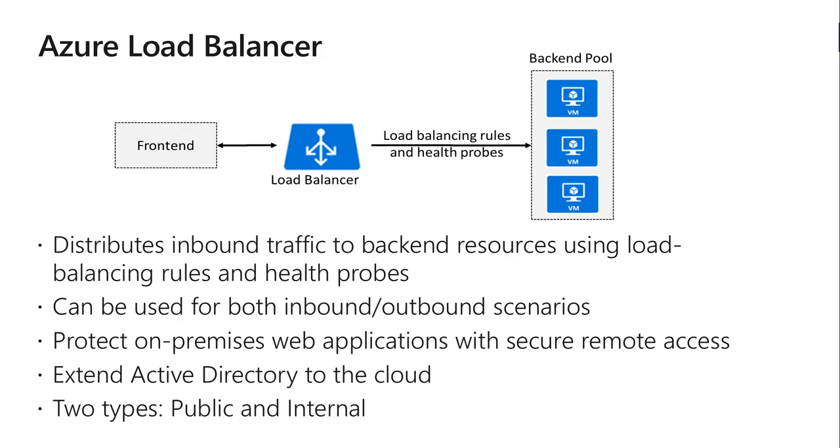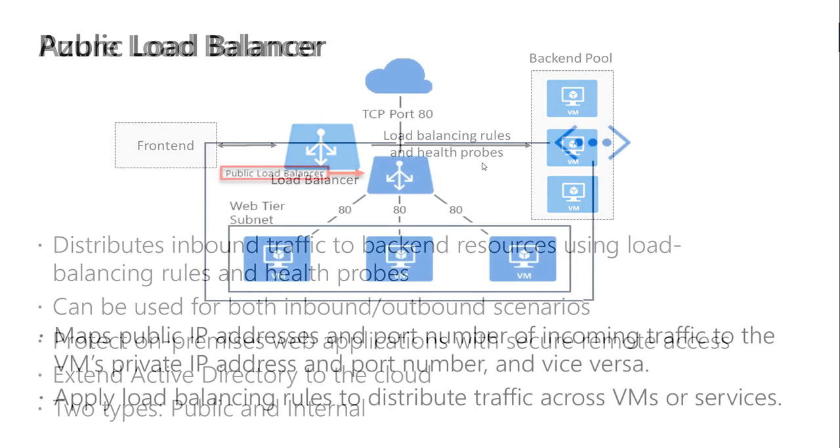So keep this diagram in mind since it covers the four components that must be configured for your load balancer: the front-end IP configuration, backend pools, health probes, and load balancing rules, right? All that is covered in this. It's very straightforward to remember.